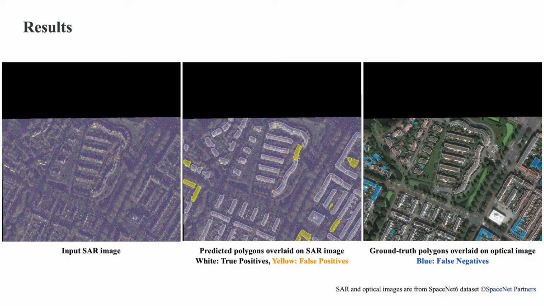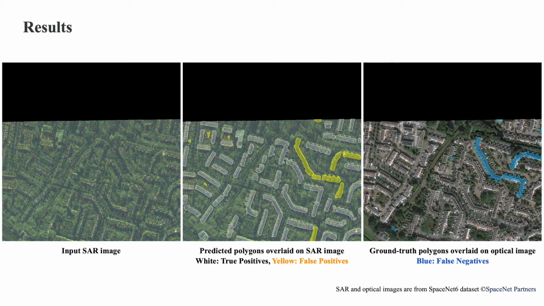Here, we are showing some prediction results by our solution. The left one is input SAR imagery, and the middle one shows the predicted polygons overlaid on SAR imagery. The white polygons are true positives, and the yellow ones are false positives. In the right one, the ground truth polygons are overlaid on optical imagery. The blue polygons indicate false negatives. We are showing some more examples.